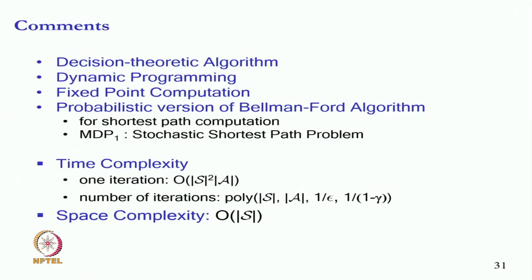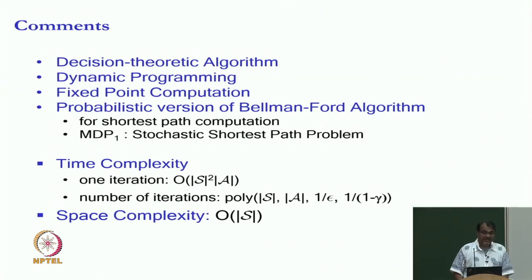Similarly, how much space complexity do I have? At any point in time, I have to maintain the Vn minus 1 function and the Vn function, that is order S space. And then what you cannot prove, but can be proven, I mean you and I cannot prove it easily, it requires some more theory of dynamic programming, is that the number of iterations will be polynomial in S, A, 1 by epsilon and 1 over 1 minus gamma. So, if epsilon is too small, obviously my number of iterations increase. If gamma is too close to 1, that means that I am expecting a much longer look ahead, then it will require much more computation.